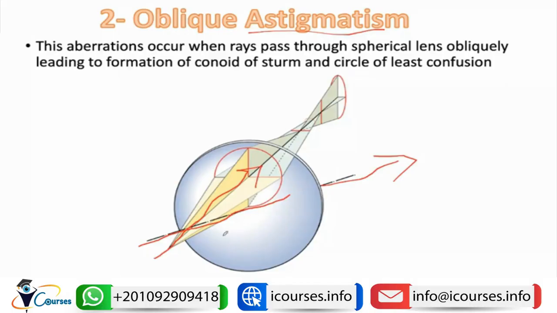They will go through an unequal refractive part of the spherical lens. This leads to this peripheral part of the spherical lens acting as a cylindrical lens, and this cylindrical or spherocylindrical lens will act as a toric lens that will make a conoid of Sturm. The conoid of Sturm will make two focal lines, as you can see here, and a circle of least confusion, as you can see here.